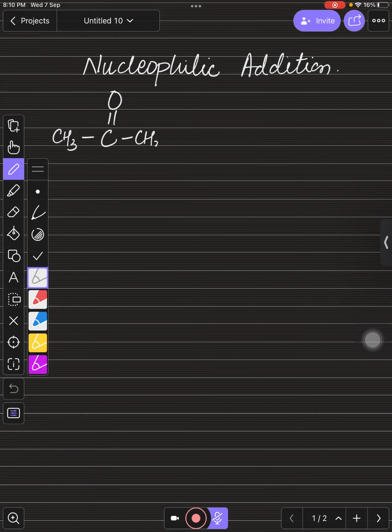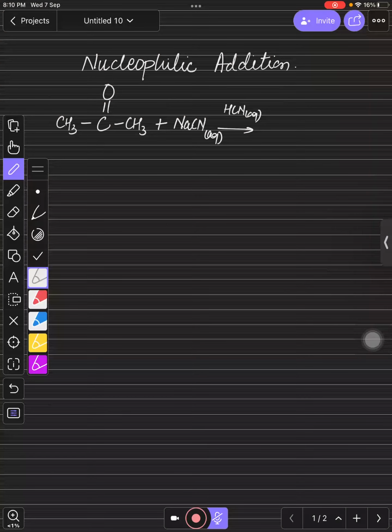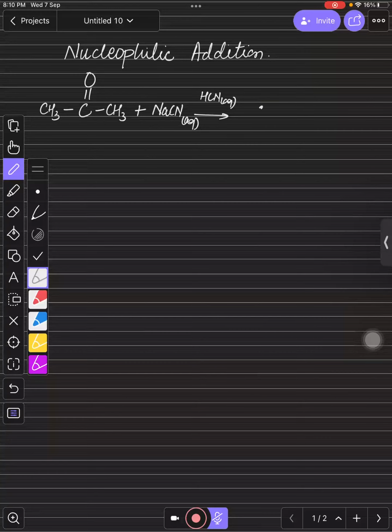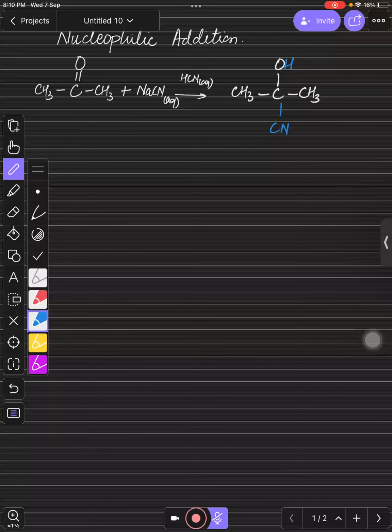So if you react it with aqueous NaCN in the presence of aqueous HCN, you just need to remember this: the double bond breaks, and you will have OH and CN. This double bond breaks, this O will remain the same, and you will have H over here and CN over here, right? और आपके पास बच जाएगा क्या? NaCN, right? This is the reaction.